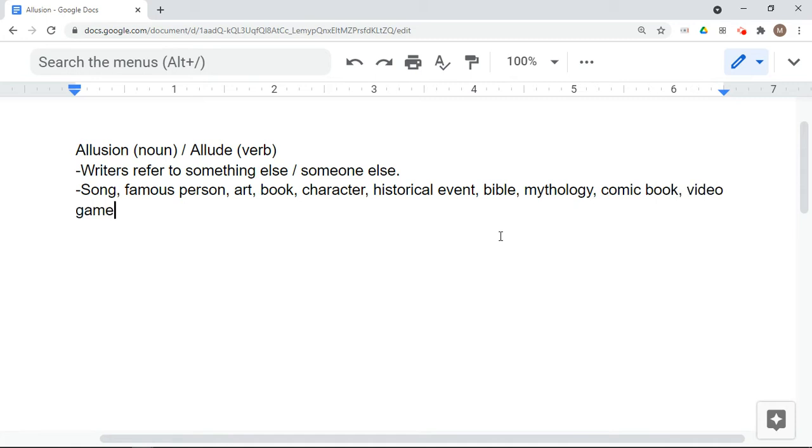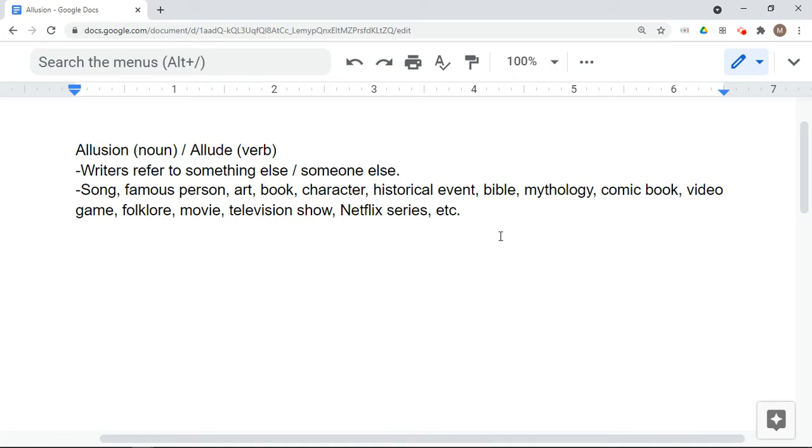folklore. Really, it can be anything. It could be a movie that you're referring to, a television show, a Netflix series. So really anything or anyone. I hope I'm getting that across, writers, that when I say something else or someone else, I mean the sky is the limit for what you can be alluding to or creating an allusion from.